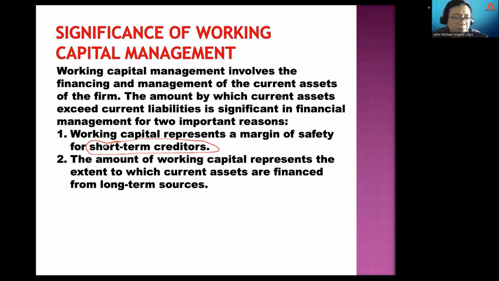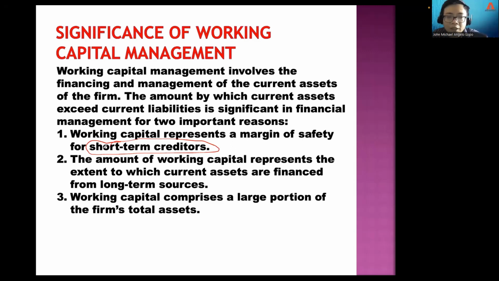Okay. And number 3, when you say about working capital management, it comprises the large portion of the firm assets. Okay? So meaning class, majority daw ng assets ay short term. Okay? You have your cash, marketable securities, or short-term investment. You have your inventories, diba?